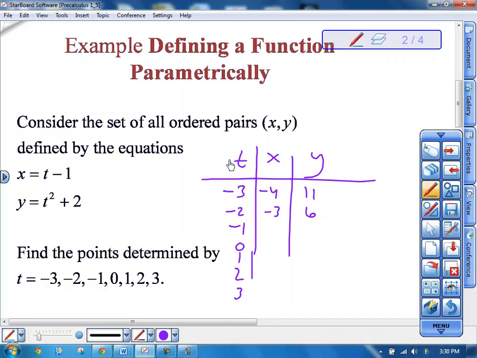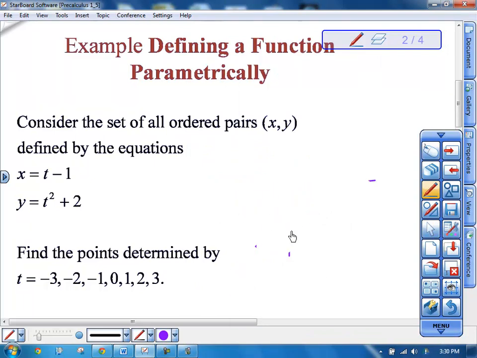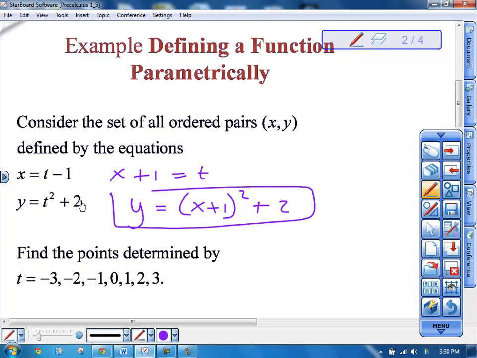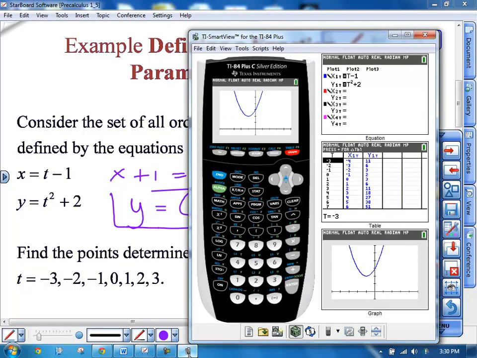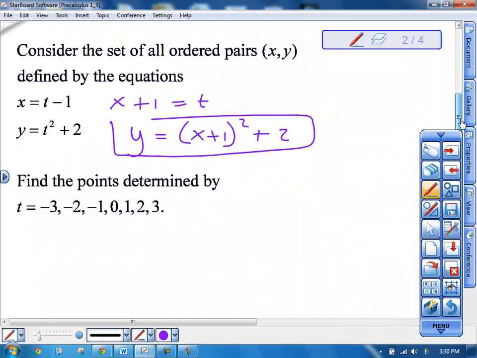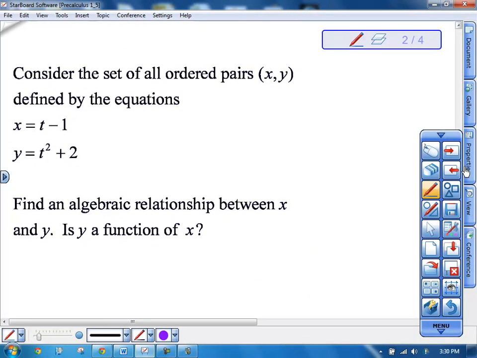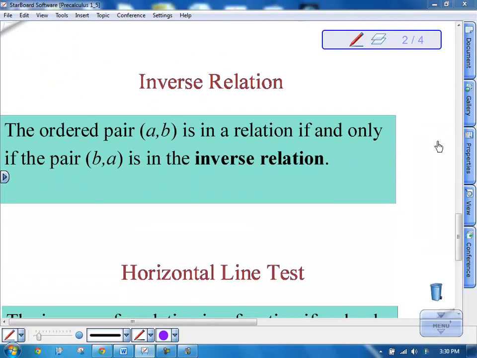If we were to, for example, eliminate the variable, which is what you're going to do in your homework, or eliminate the parameter, what you do is you solve one of these for t and plug it in. So I would add 1 to both sides and get x plus 1 equals t. And I'd plug that in right here. So I'd have y equals (x plus 1) squared plus 2. So it is a parabola. It's a parabola that has been shifted 1 to the left and moved up 2 units, which is exactly what we see when we graph in parametric mode as well. Okay? That's about all we'll do with parametrics for now. But later we will touch on them a little bit more.